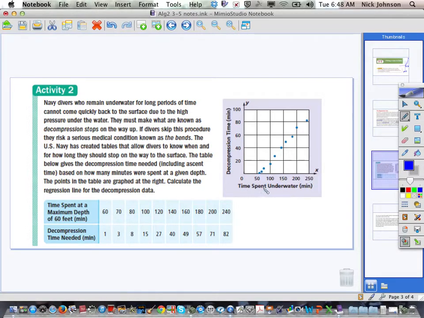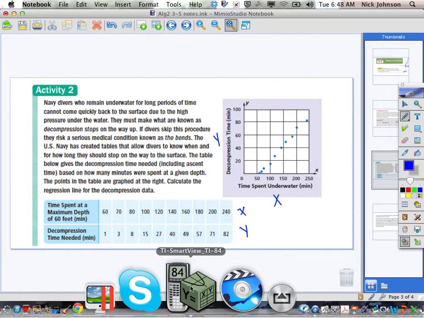So if you look here, if you were underwater for 150 minutes, that's 2.5 hours, correct? And approximately 40 to 60 minutes you would have to take to come back up to the surface. Okay? So, if you notice, my time spent underwater is my X value. My decompression time is my Y value. So, when you're looking at this table right down here, this is my X, this is my Y.